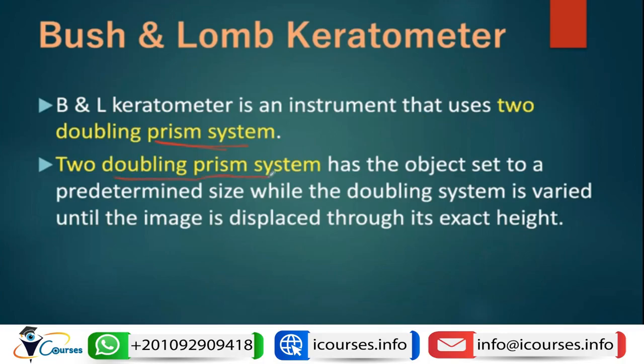These prisms have the object set to a predetermined size, so we have a fixed object size, and then the doubling device is variable, or we change the doubling device so that we change the image displacement until they reach an exact height. So we have here a fixed object size, and we change the distance between the two doubling prisms in order to reach the image size. So the image size is adjustable, but the object size here is fixed.